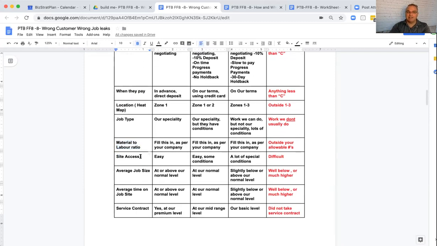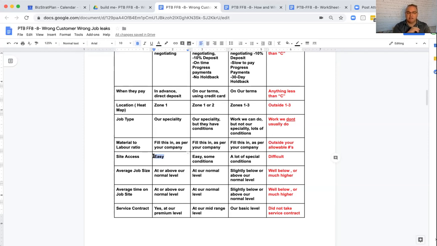Site access. Is the site access easy? You can back your truck up without worrying about hitting anything. There's no parking police coming around giving you tickets. Huge driveway. You can unload wherever you want. Everybody can park, or they can get there by public transit if they want. It's just easy to get to the site. Everything's easy. None of it's a headache. Well, that's an A client in an A location, which goes back to our heat map, right?